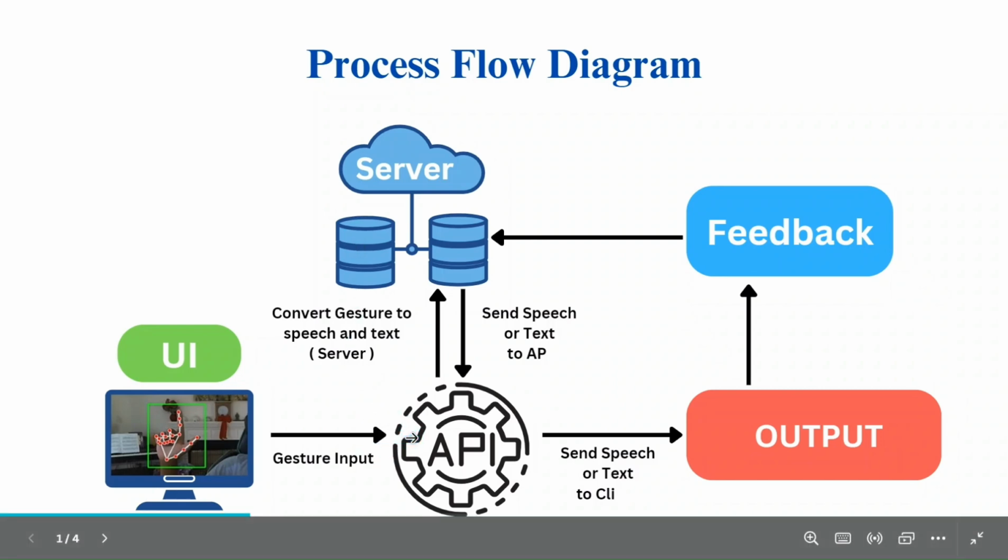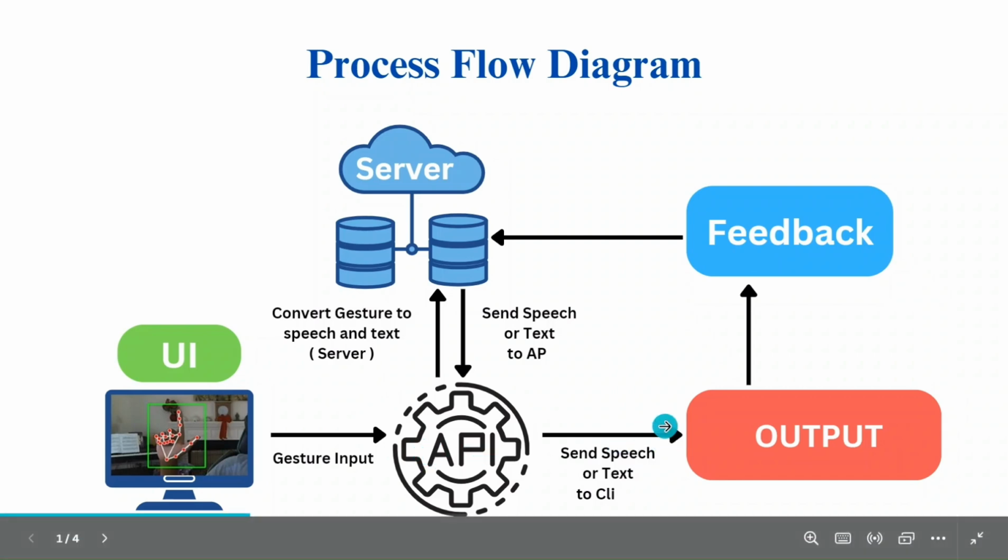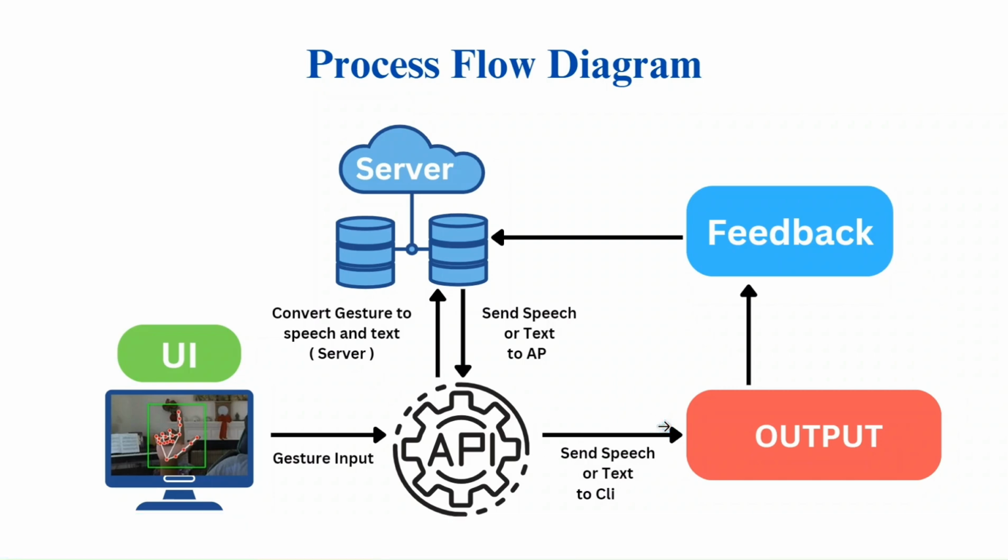applications. The API processes the speech or text and sends the result back to the client, for example a mobile app or website. The final output, which could be spoken words, text, or any other form of media, is presented to the user. Then the next part is feedback. The user may provide feedback on the output, which can be used to improve the accuracy and effectiveness of the gesture recognition conversion process. Overall, the process flow diagram shows how gesture-based input can be transformed into a more usable output through the use of a server, API, and client components.